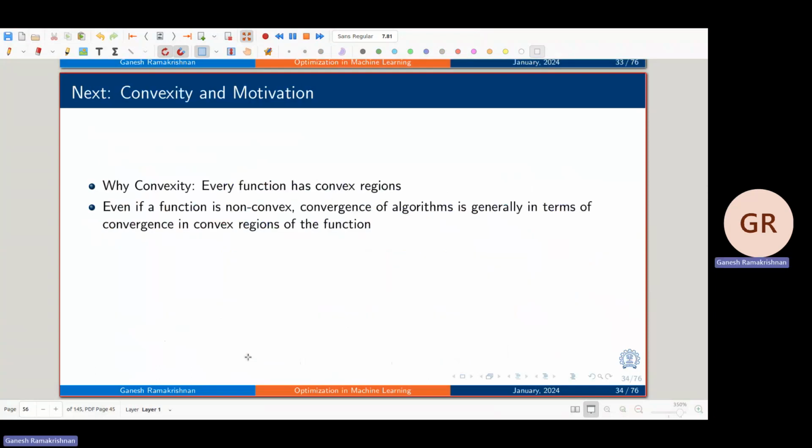So now we look at convexity, and convexity will require a use of gradients repeatedly. So therefore, I think our background preparation will help. So why convexity? Well, every function has convex regions. There's a course on convex optimization that I should teach, but now we deal with convex regions of functions, and more invariably, convergence of algorithms is generally in terms of convergence in convex regions. So convexity is something you need to understand anyways.